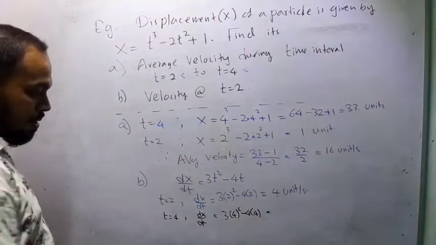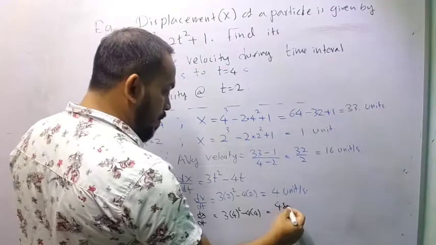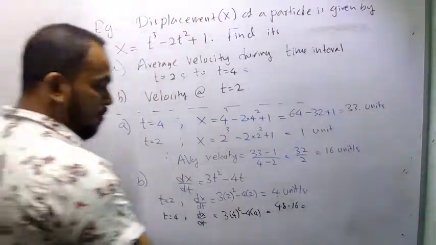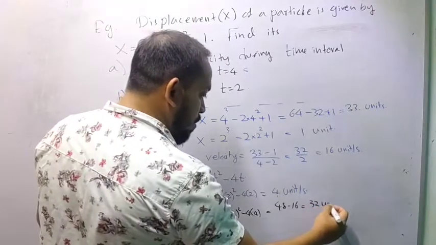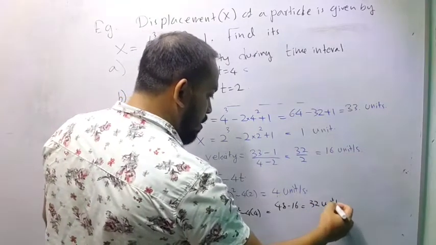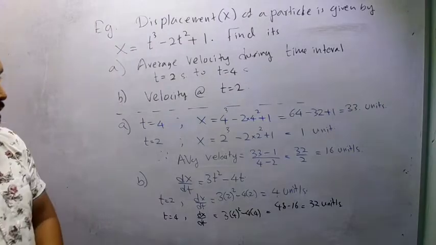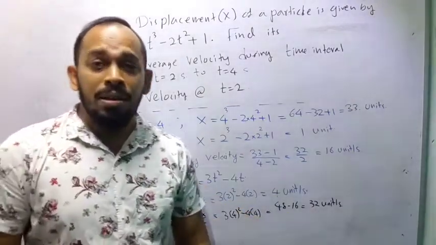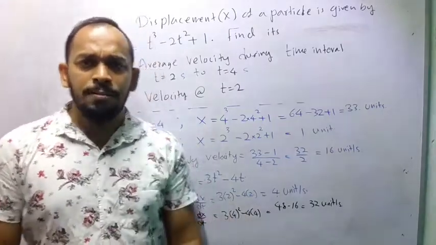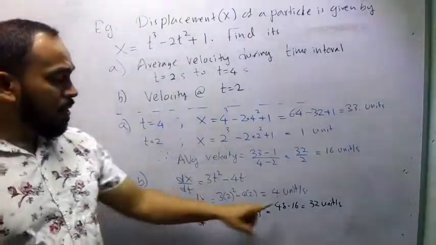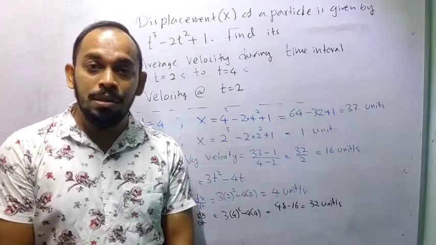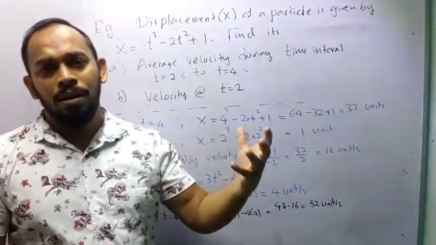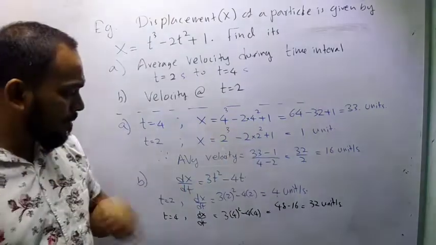4 squared is 16, times 3 is 48. 48 minus 16, that is just 32, right? 32 units per second. Now you can see, at t equals 4, the velocity of the particle is 32 units per second. At t equals 2, the velocity of the particle is 4 units per second. As the time increases, the velocity of the particle also increases.